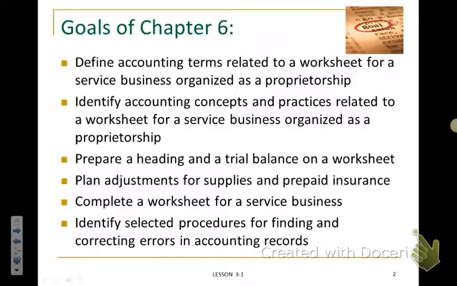And then we're going to learn how to do the adjustments for our companies, complete the rest of the worksheets for a company, and then identify procedures for finding accounting errors and how to correct them.